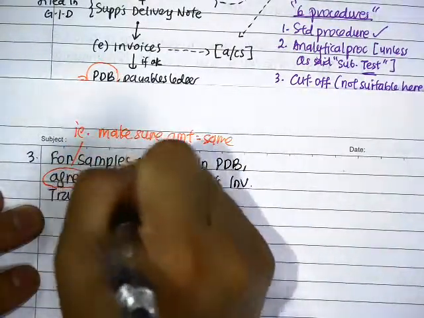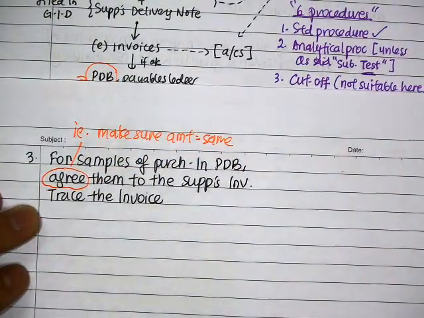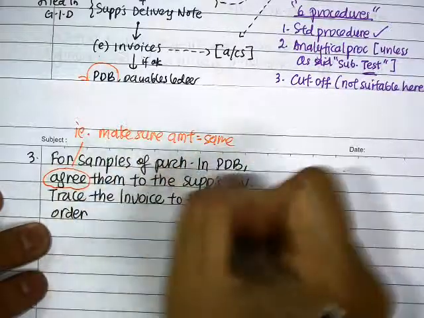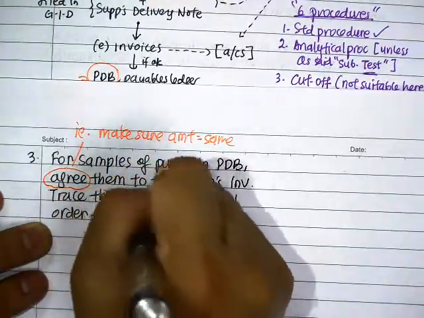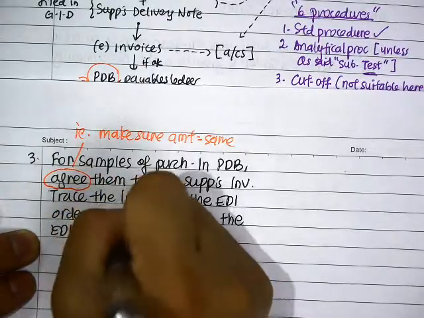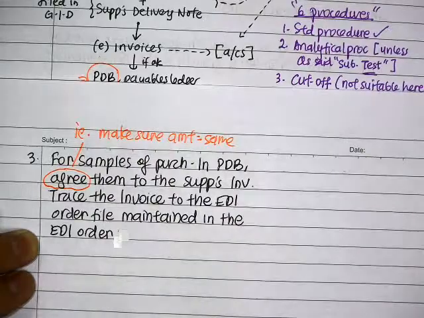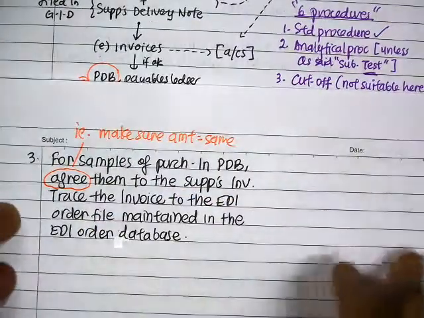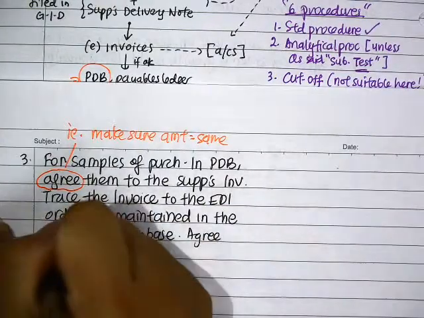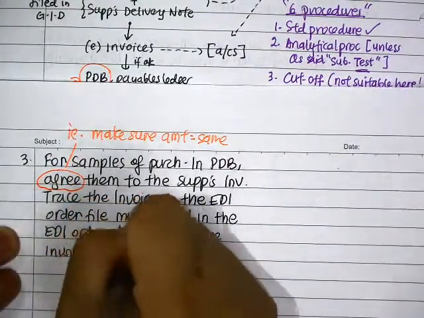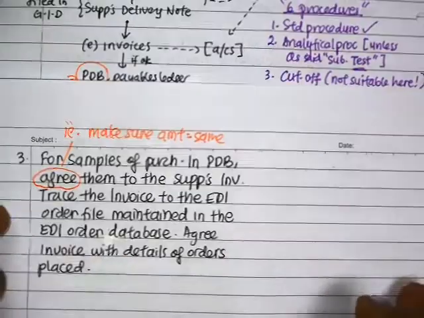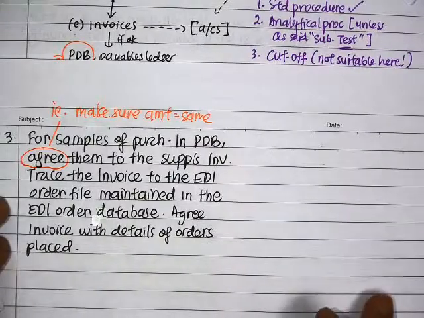Then trace the invoice to the EDI order file maintained in the EDI order database, and agree the invoice with the details of the orders placed. Now, what is the purpose of us doing this?